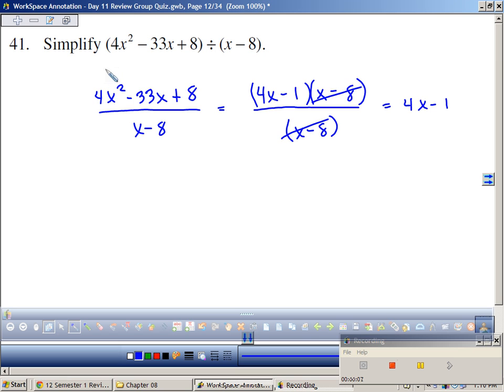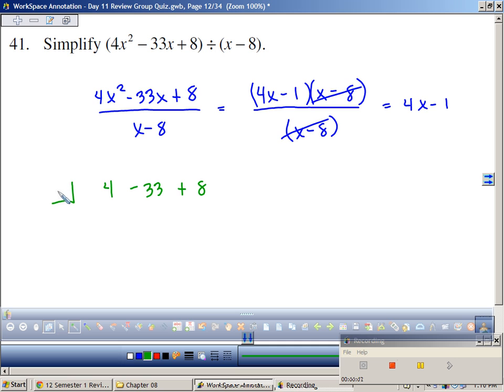So in synthetic division, you have to only use the coefficients, and you also have to be careful not to miss any holes. Are there any holes here? No. So it's just 4, negative 33. I'm going to do this in a different color. How about green? Different method. 4, negative 33, positive 8.